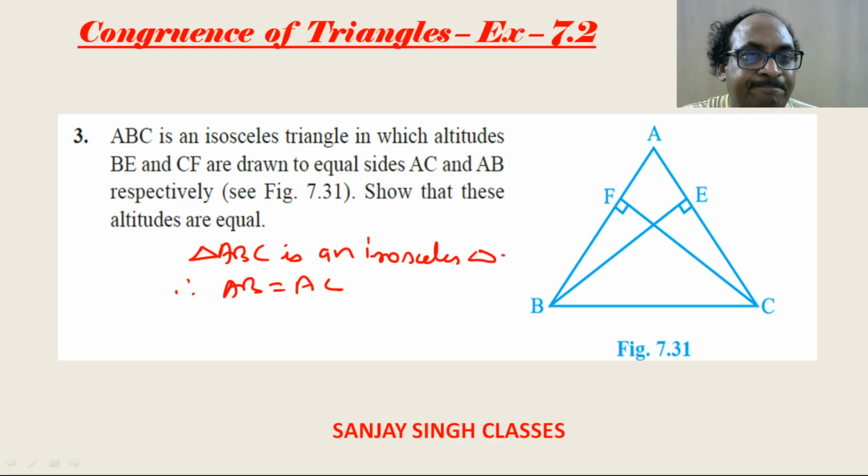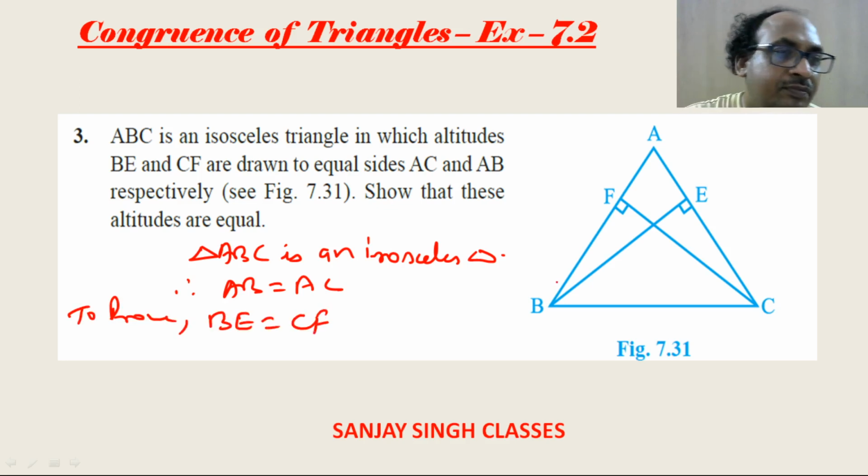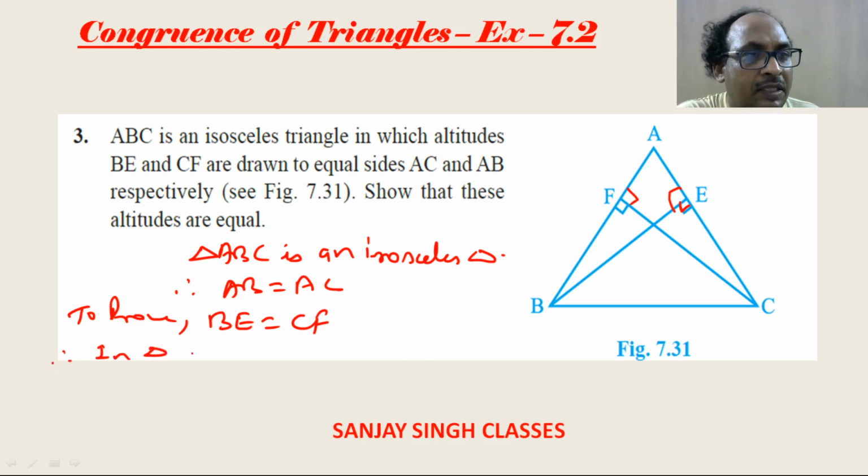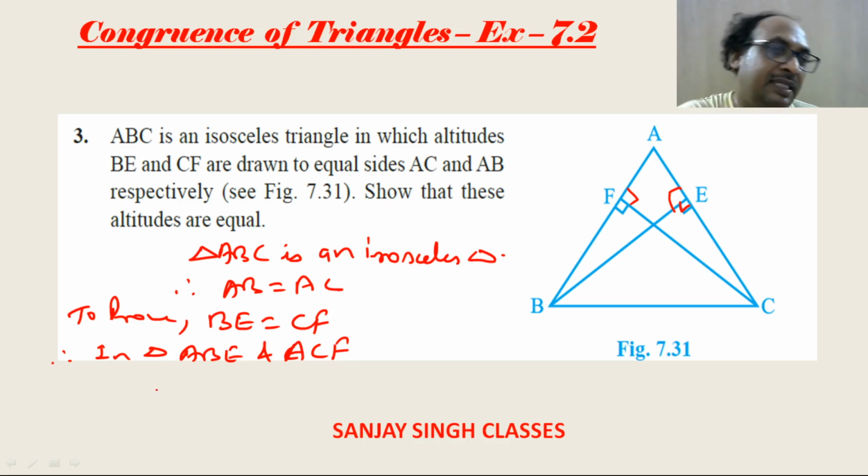Now, we need to prove that these altitudes are equal, that BE is equal to CF, right? And these are 90 degrees. So if these are 90 degrees, this also will become 90 degrees, this also will become 90. Now in triangle ABE and ACF, we will be getting two angles. So angle A is equal to angle A, common.